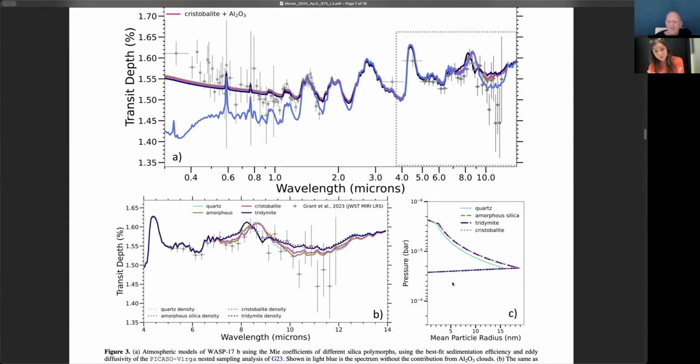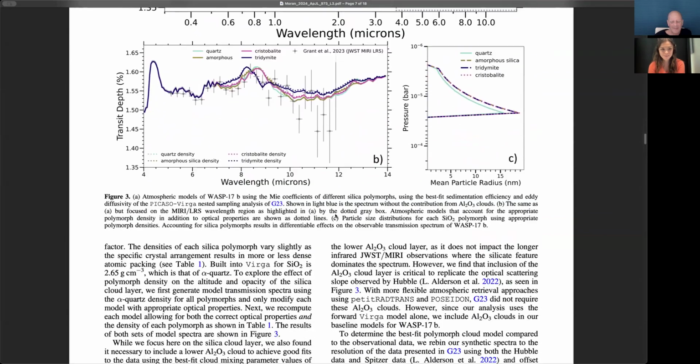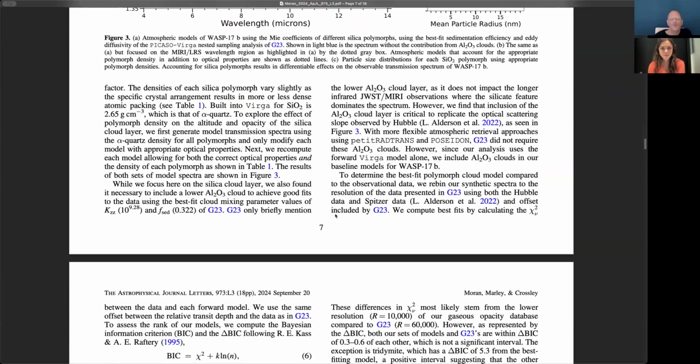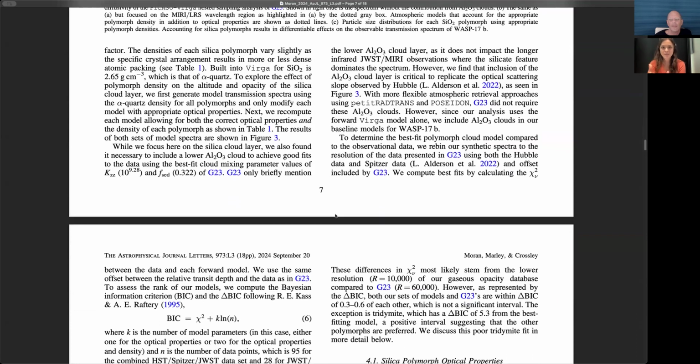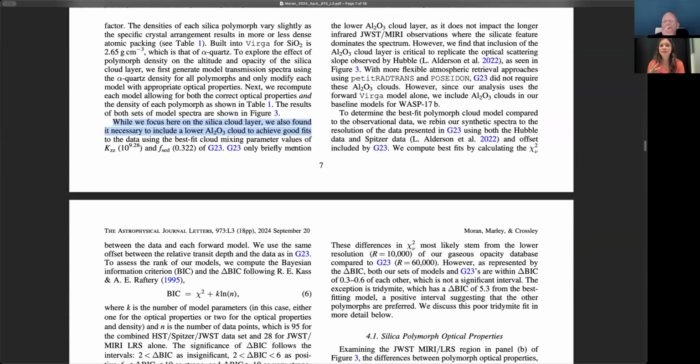So those are the main results of the modeling work that I did, accounting for all of these different polymorphs. If we scroll down a little bit, here I'm just noting in the text that discussion about this Al2O3 cloud layer that I did need to include. But then more than just presenting these models, calculating them, I wanted to do some sort of evaluation of how good the fits were.